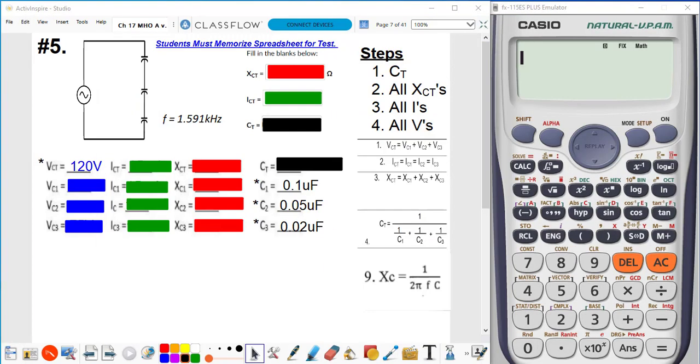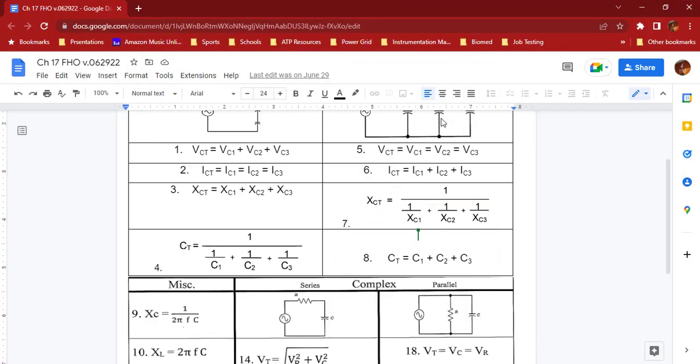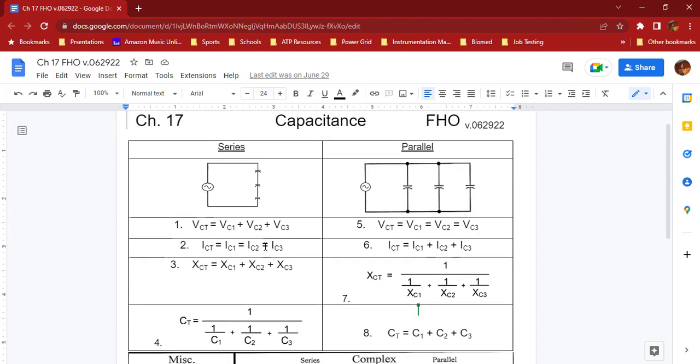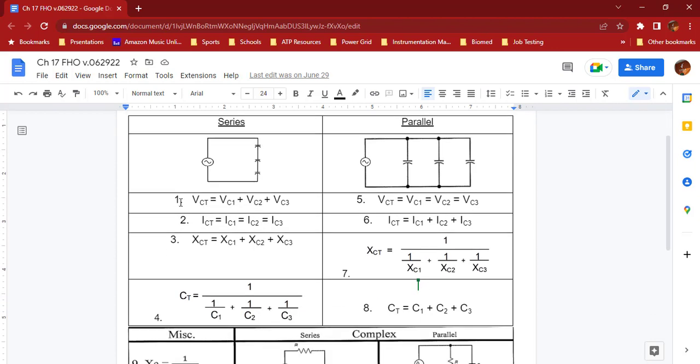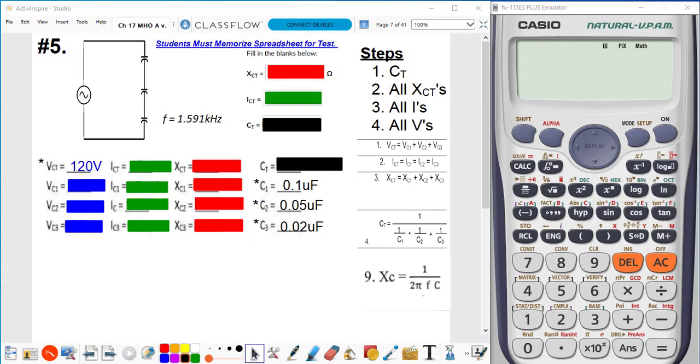I will be using the formula sheet, Chapter 17 formula handout, which you can use on the test. And I have gone ahead and clipped and copied and pasted to our screen formulas 1 through 4 and formula number 9. Since we are given our capacitance values, we'll use formula number 9 to find our capacitive reactance values. So I have the steps listed here that will be taken to calculate the values for this circuit.